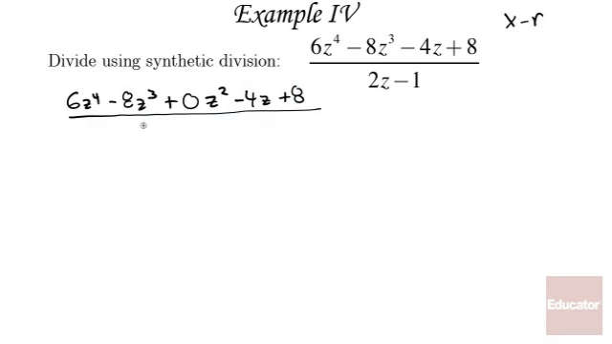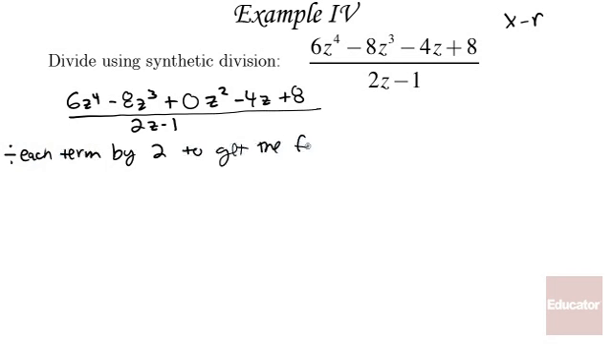Now, the other problem I have is that this is not in the correct form. In order to have this z have a coefficient of 1, I need to divide all the terms in the divisor and the dividend by 2. So I'm going to do that. Divide each term by 2 to get the form. I'm going to say z instead of x because we're working with z minus r.